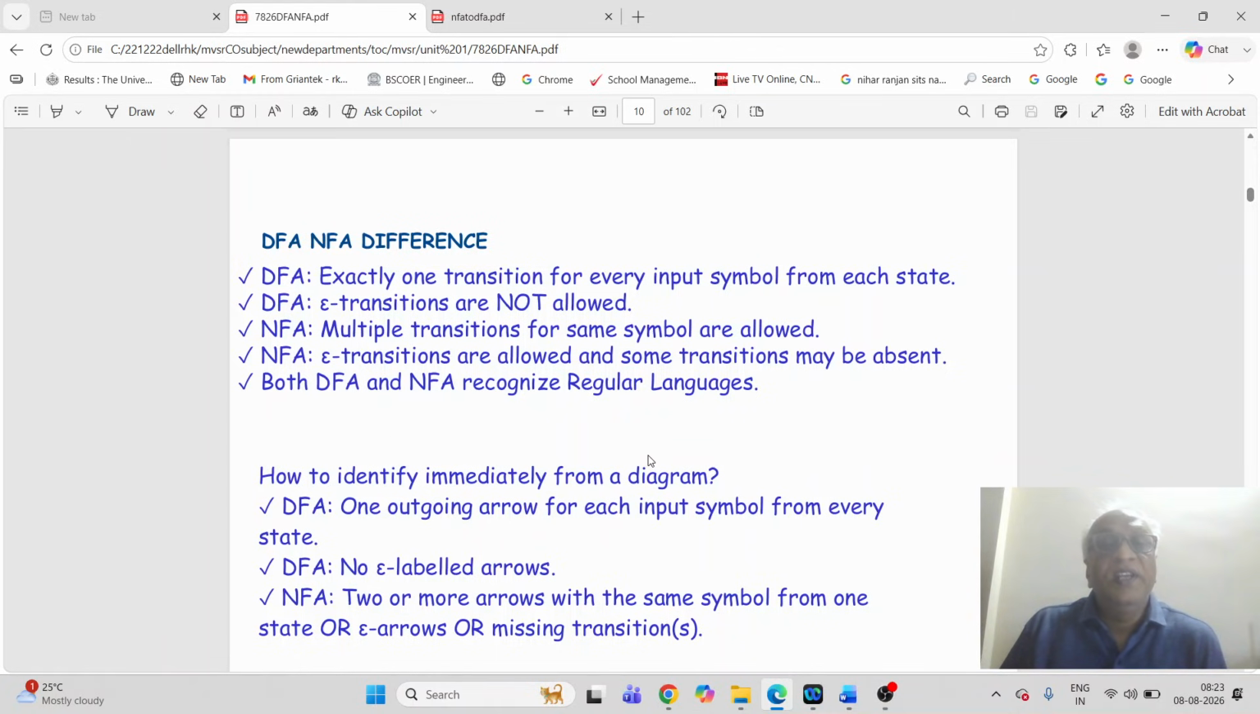Now in this slide we mentioned how to differentiate NFA and DFA. DFA has exactly one transition for every symbol. DFA does not have epsilon transitions. NFA has multiple transitions for the same symbol. NFA has epsilon transitions, and in NFA some transitions may be absent.